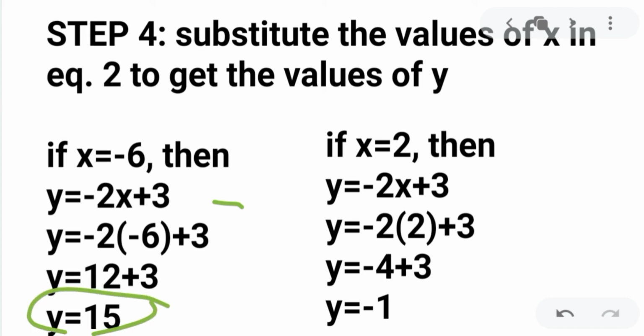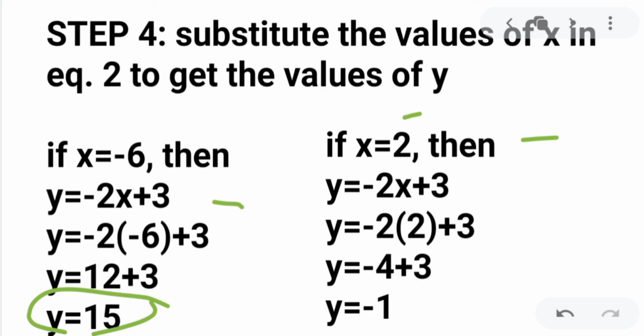And then, if x is equal to 2, then y is equal to negative 2x plus 3, negative 2 times 2 plus 3. Negative 2 times 2, that is negative 4 plus 3, that will be negative 1.